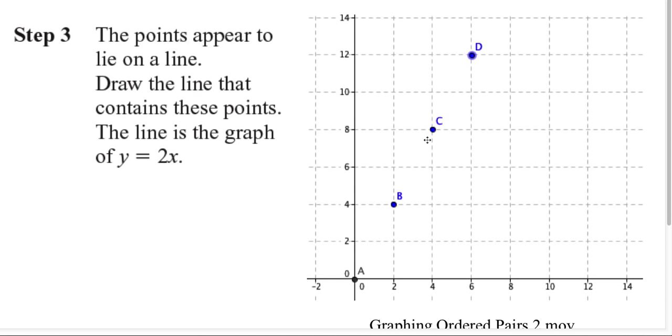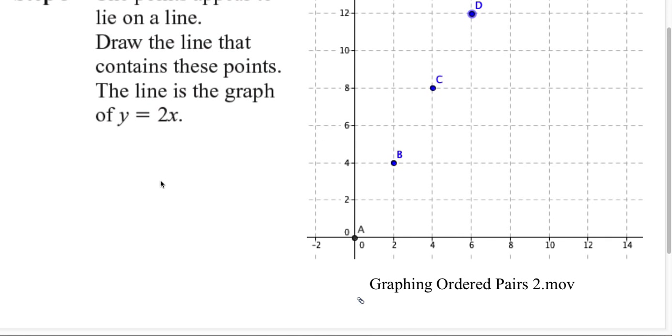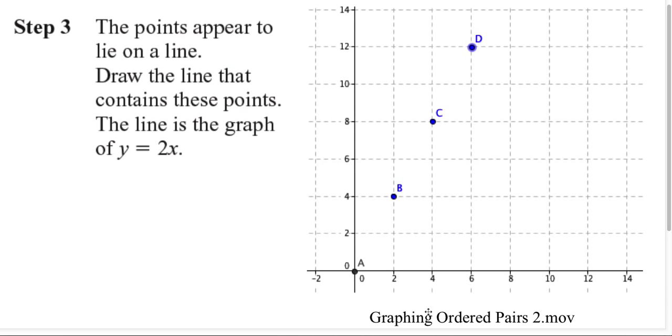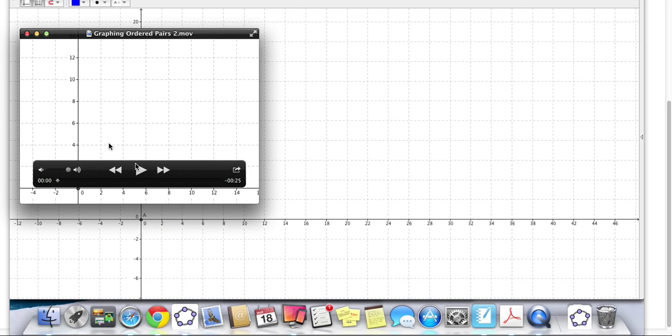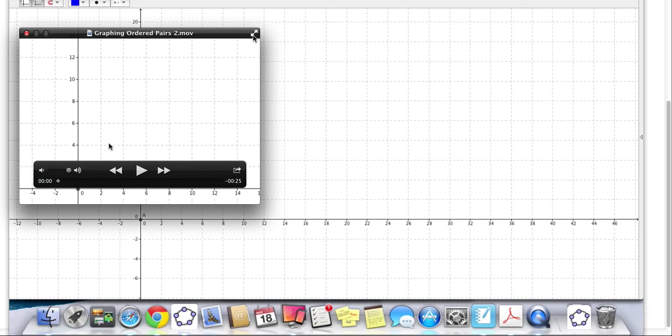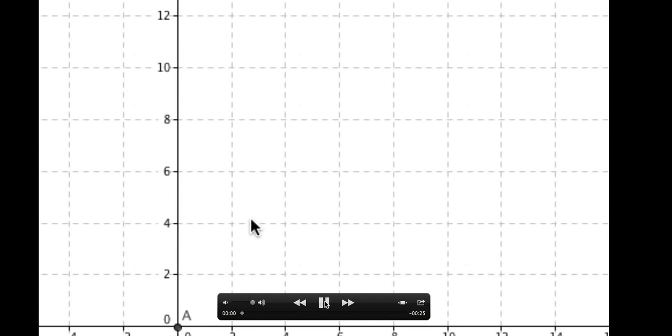And step number 3, after graphing those points, the points appear to lie in a line. Draw a line that contains all these points. The line is a graph of y equals 2x. So after graphing all those points, we simply draw a line connecting all those points, something like this, and make it bigger right here.